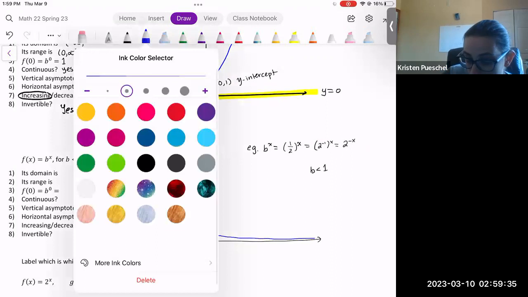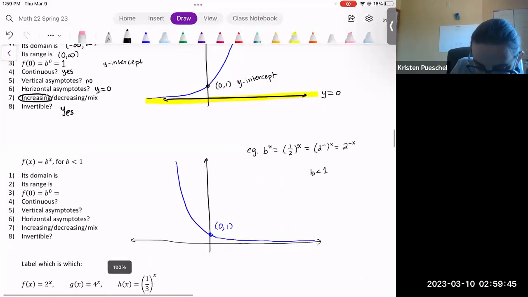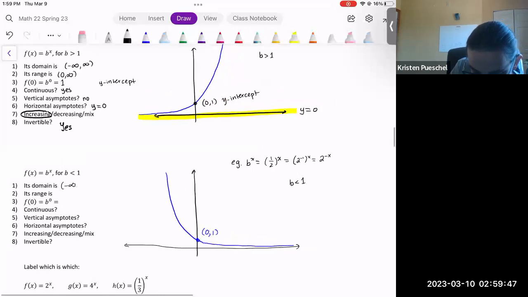This is going to have the same y-intercept of 0, 1. Its domain is going to be the same, negative infinity to infinity. Its range is 0 to infinity. B to the 0 is always going to be equal to 1. This is our y-intercept. We are not going to see any jumps or breaks in our graph, so it's continuous.